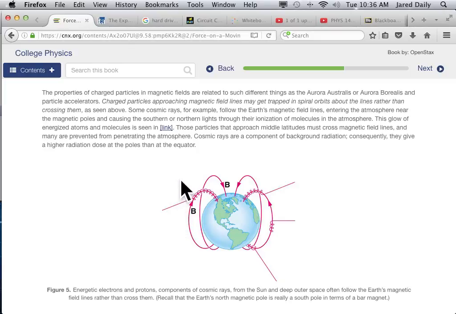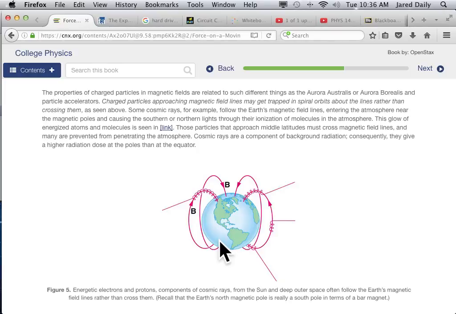Now, some particles are going to go towards the north, some are going to go towards the south. It really kind of depends on whether they're negatively or positively charged. Some end up going one way, some end up going the other way. But they do end up going towards one pole or the other.